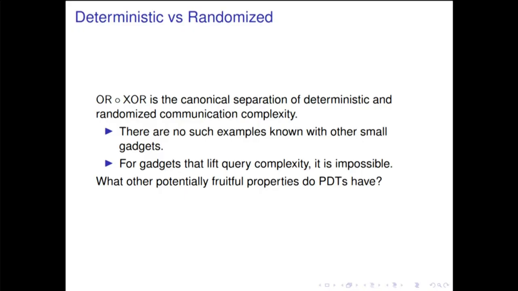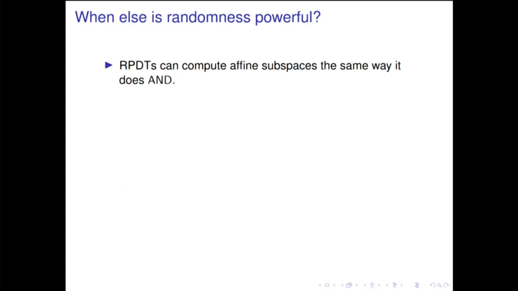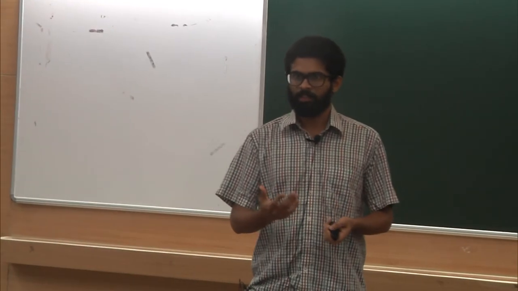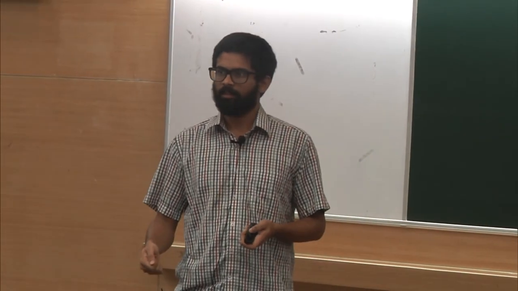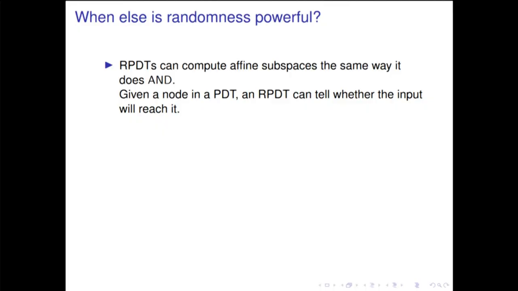So for example, let's see what else we can get. We saw that a randomized parity decision tree can compute OR. So similarly, it can compute AND. And in general, it can actually compute affine subspaces. That means if you give me some affine subspace S, and your question is, does X lie in the affine subspace S? Then a randomized parity decision tree can do it with very few queries. It's just an adaptation of the OR algorithm.